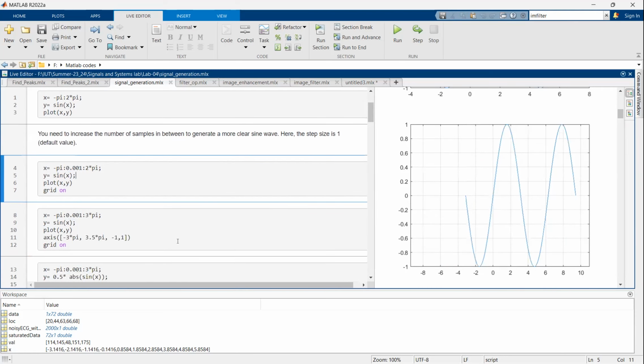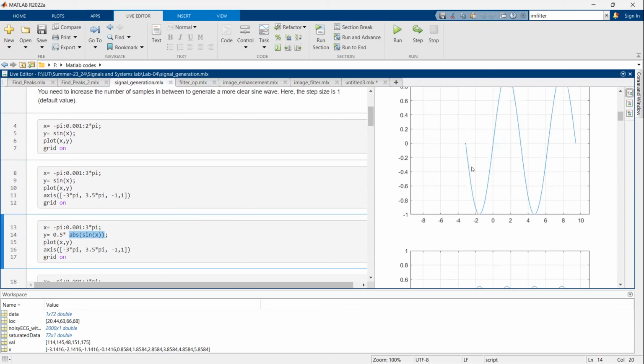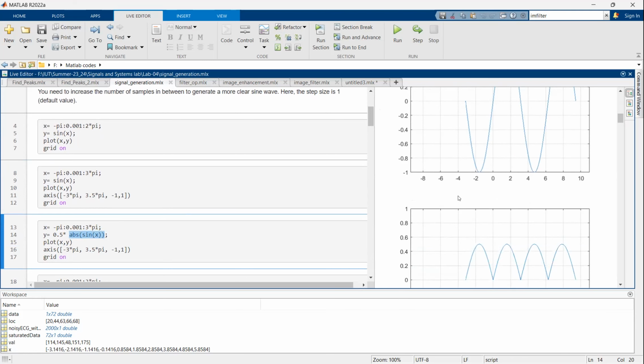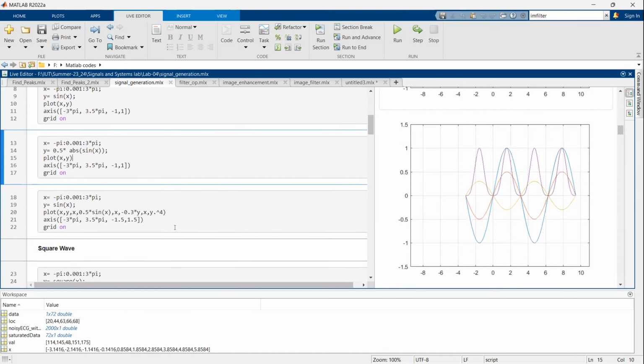Like this, you can change sin pi. Using the axis command, you can also change the range you want to show. Then you can also check the absolute value. You can perform any operation on this, like the absolute value of sin x. So the negative portion is now considered positive. And you have multiplied it by 0.5, that's why the amplitude is lower. You can perform many different operations, any operation you like, using these values.